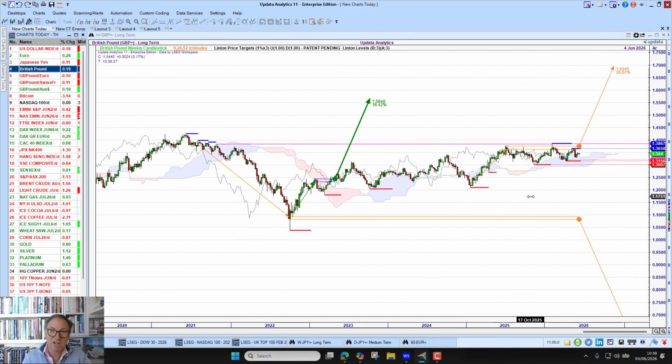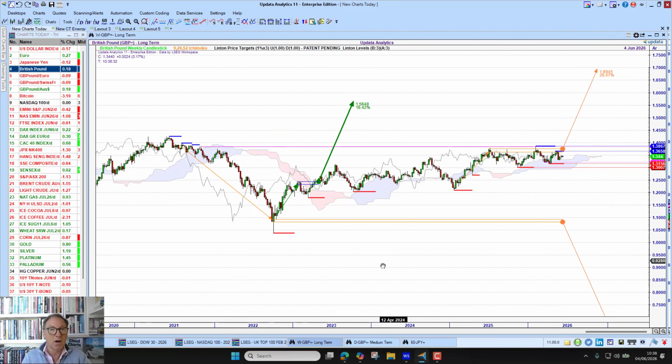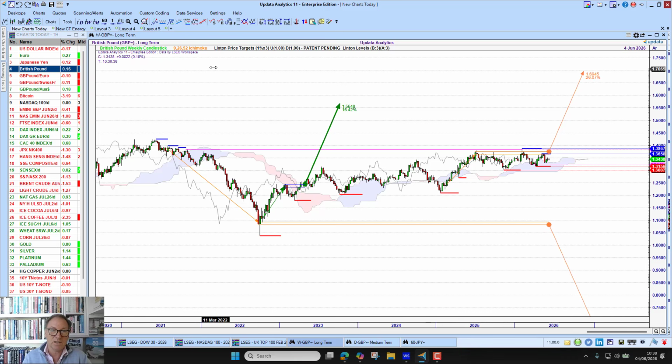And here we're looking at sterling, and we can see here that sterling is actually nudging new highs on the weekly chart on hopes of higher interest rates in the UK. So really quite key there.